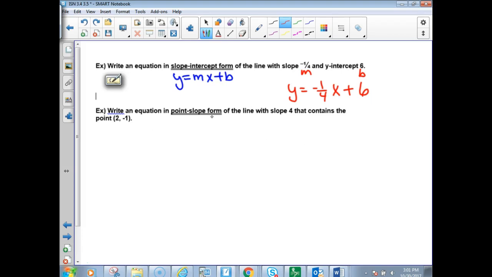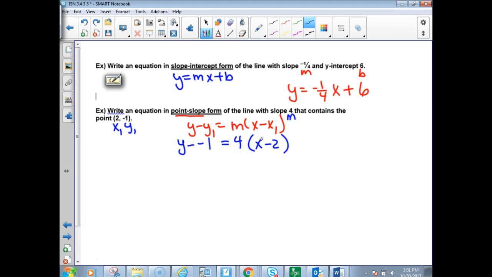Write an equation in point slope form. That's y minus y1 equals m times x minus x1. If you have a slope of 4, that's your m. If you have a point with x1 being 2, it'd be x minus 2 over here. And the y1 is negative 1, it'd be y minus negative 1.